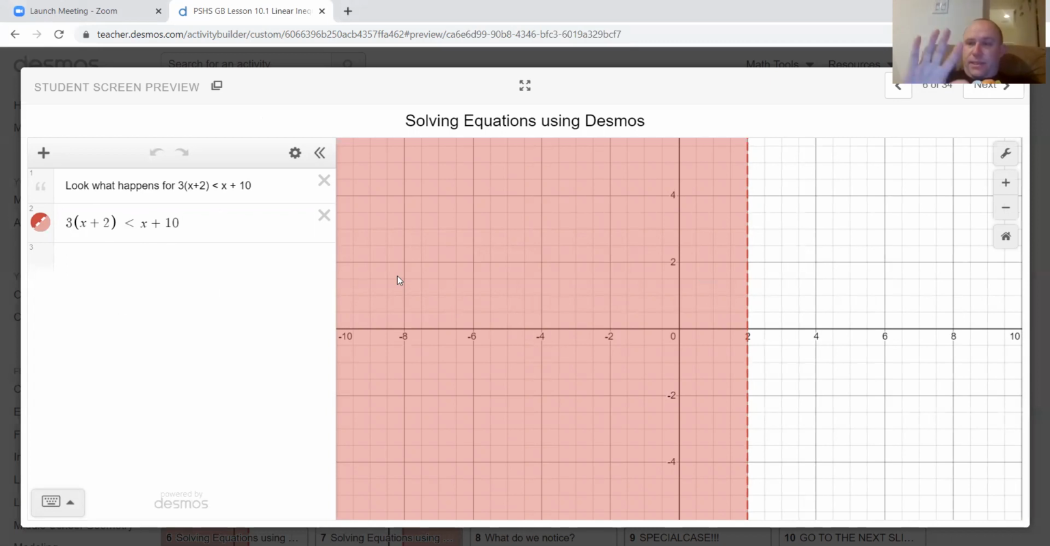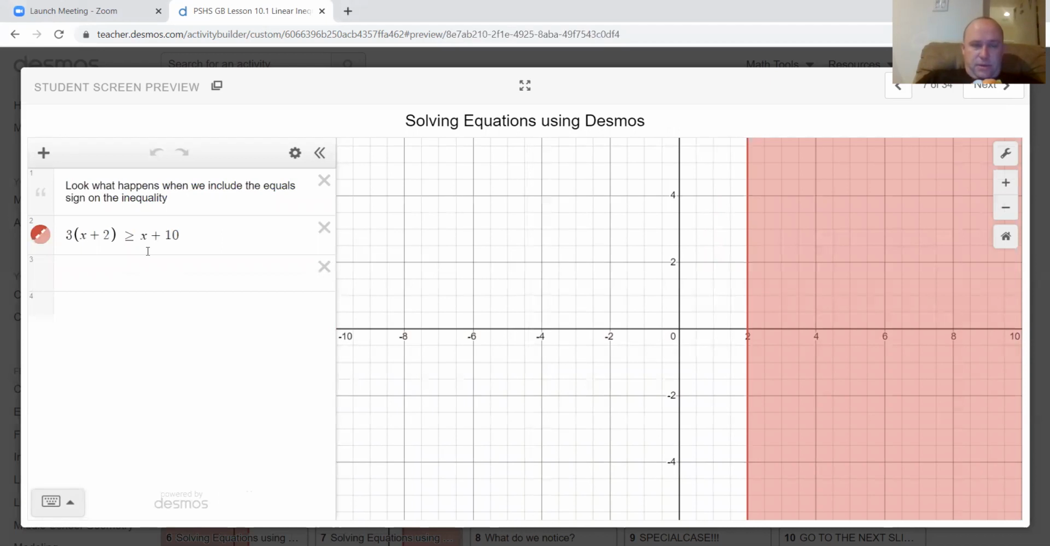Now, sometimes though, the question actually flips over. So it's always a good idea to check in Desmos just to make sure. Sometimes when the question says less than, it will actually be shaded to the right. So it's always a good idea just to use Desmos just to make sure your answer is good.